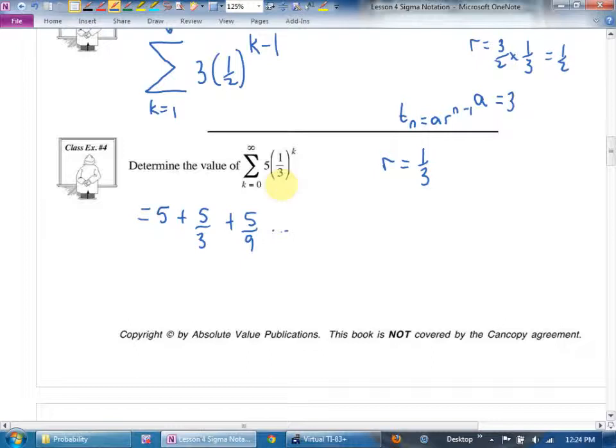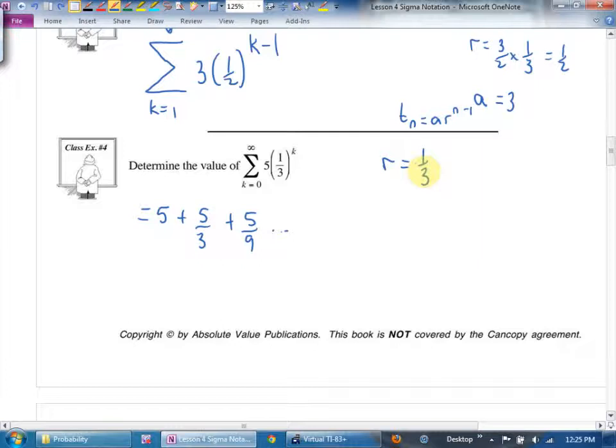What if it was this? What was our test to see if a sum to infinity, which is what this is, existed? How did we know instantly? The ratio, what about the ratio? Had to be a fraction between 0 and 1. So I'm coming back to you, Nick, my friend. What's R? Does the infinite sum exist? Why? Yes. So I can continue.